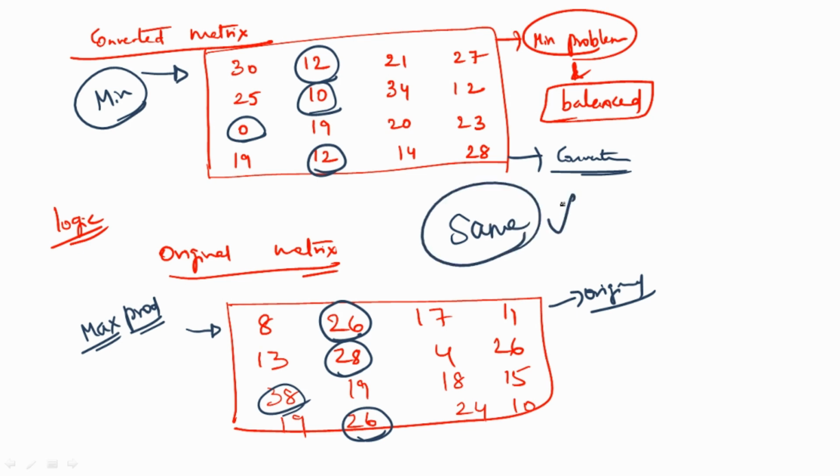That's the logic behind conversion. So whether you solve this problem as a maximization problem or as a minimization problem, you'll get the same answer. But since we know that the Hungarian method has a limitation and can solve only minimization problems, we have converted this original matrix into what, Nana? A minimization problem, yet it gives the same answer. That was the logic behind conversion. Is that clear? Right, sir.